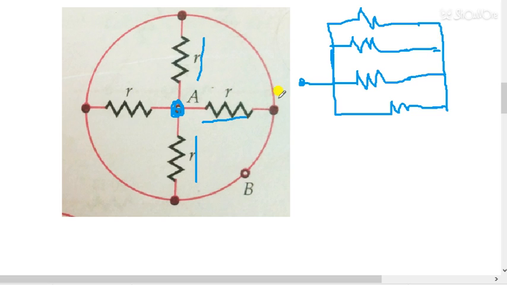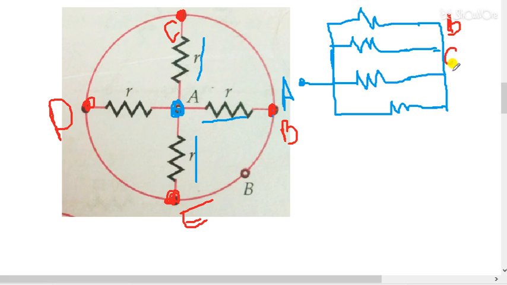So students, these are the 4 points. We can call this point A. This is point A, and let me change the color. This point is B, this point is C, this point is D. And let's take this as point E. So you can say it as point A to B, then C, then D, then point E.